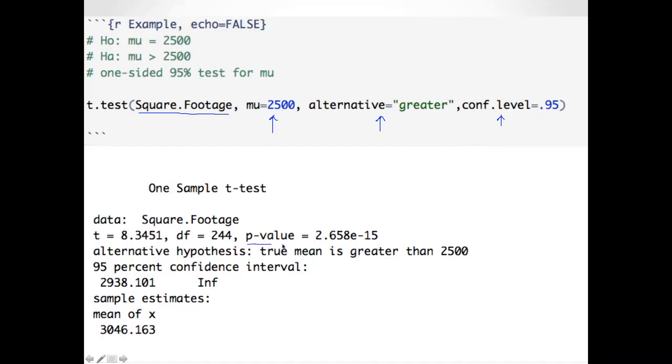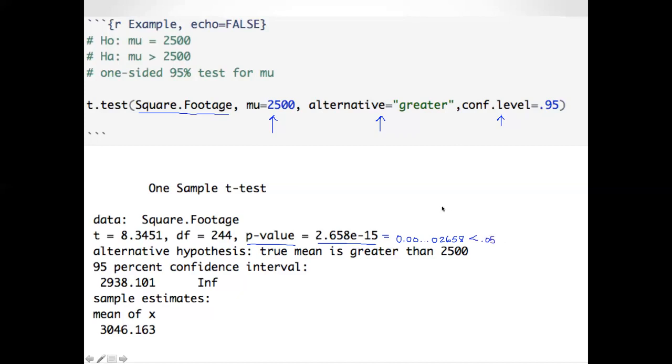Of particular interest is the p-value. This notation here indicates scientific notation times 10 to the negative 15th. So that is effectively a decimal with many zeros, then a 2658. Just as an illustration, it would start with many zeros, and then later you would see those digits as expressed there. So that is clearly less than 0.05.